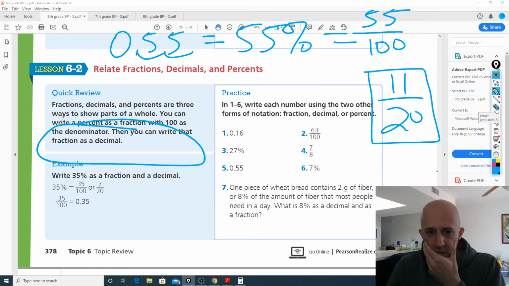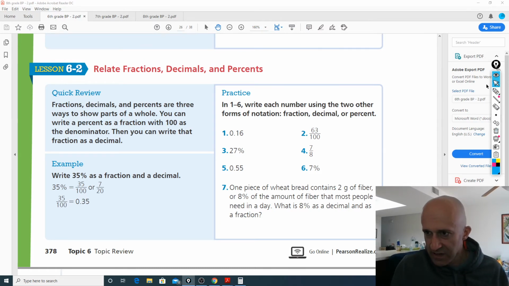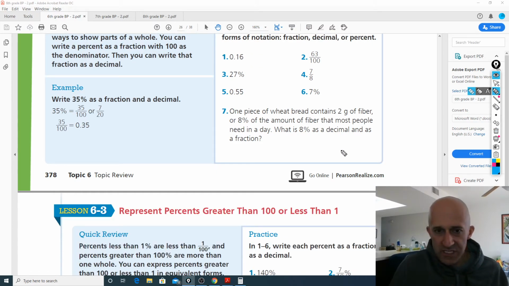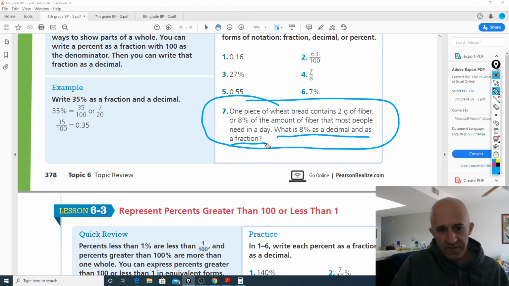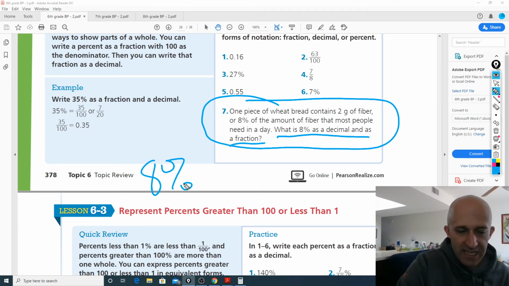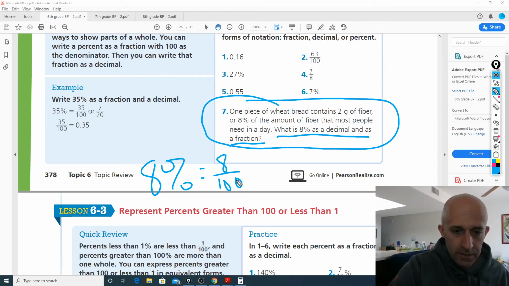Let me quickly get to number 7. It says one piece of wheat bread contains 2 grams of fiber, or 8% of the amount of fiber that most people need in a day. What is 8%? I love questions that do this, because this question is giving you all of this extra garble, when really the only important part is, what is 8% as a decimal and as a fraction? So 8% as a fraction is 8 over 100. Could I reduce that?